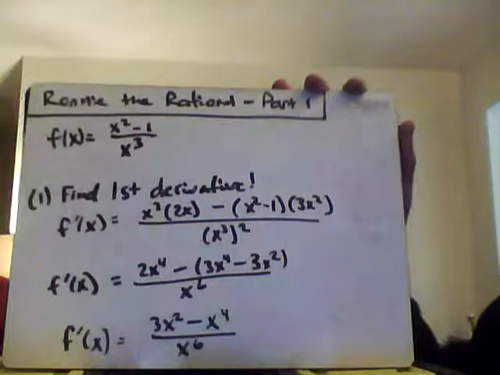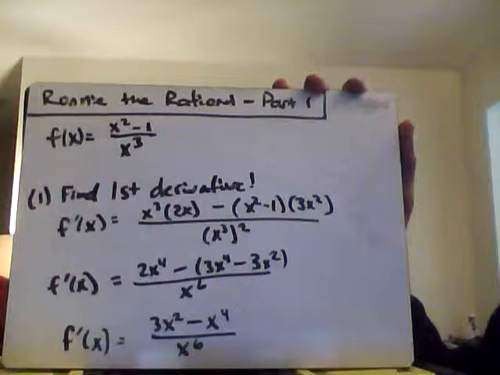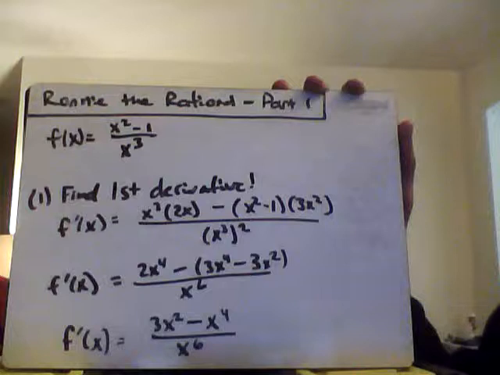Okay, now let's take a look at Ronnie the Rational. This is example 3 from your reading. In this case, f of x is equal to x squared minus 1 over x cubed. Oftentimes you'll find one of the toughest parts for finding whether the function increases or decreases is actually finding the derivative. In this case, we're going to use the quotient rule.